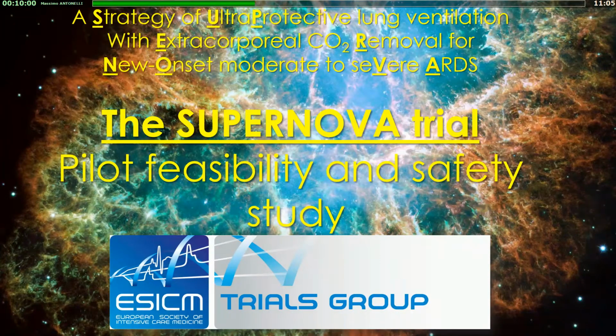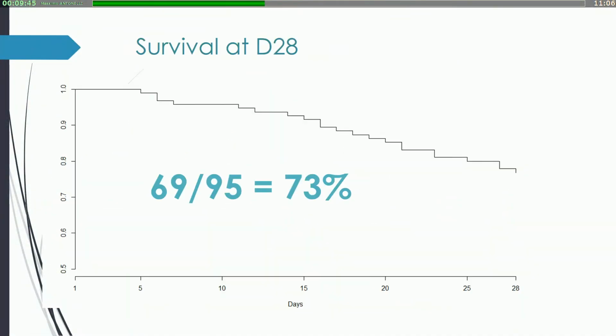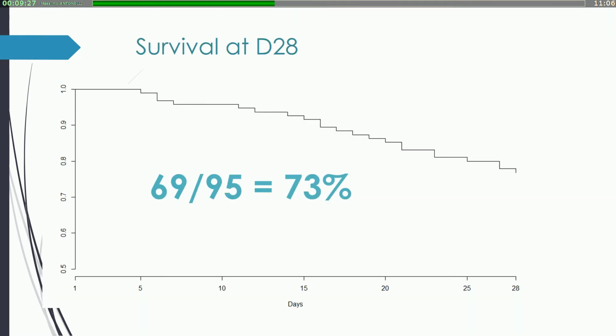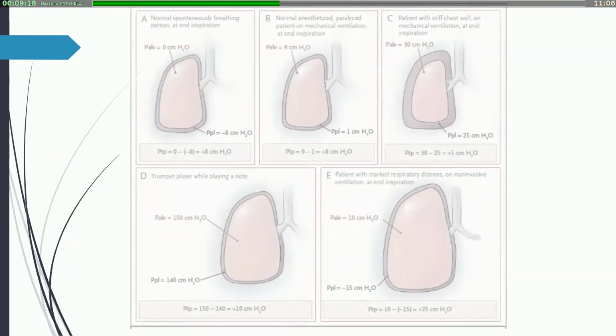Very recently, the study that was promoted by the European Society of Intensive Care Medicine trial group, the SUPERNOVA trial, whose PIs are Marco Ranieri and Alain Combes, achieved very interesting results. By using a very low tidal volume, 4 ml per kilogram body weight, and extracorporeal CO2 removal, they gained a significant decrease of the driving pressure. Ultimately, even though this was just a feasibility study, not a study to show any difference in mortality, the survival rate at 28 days was 73%, so something that should be considered.